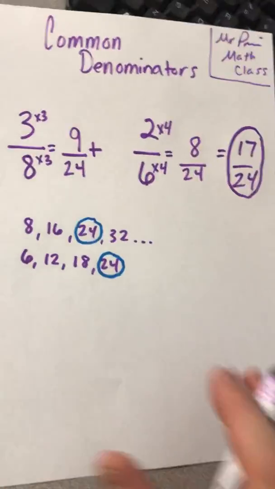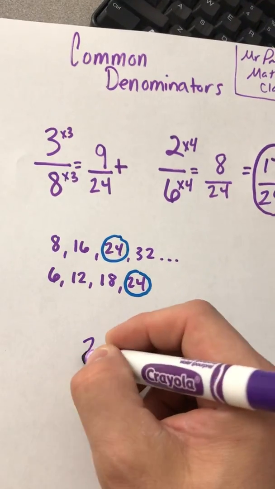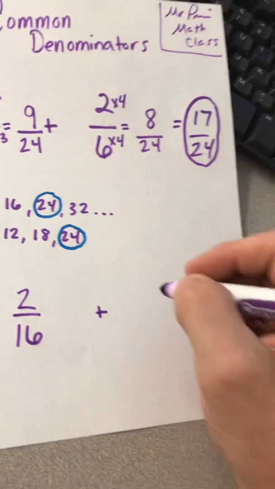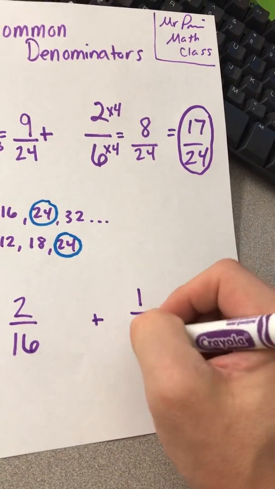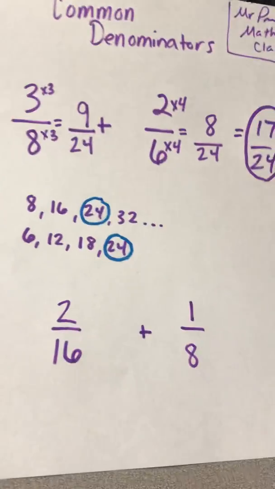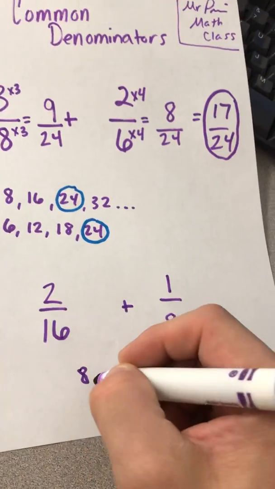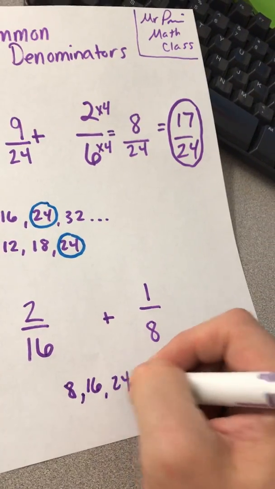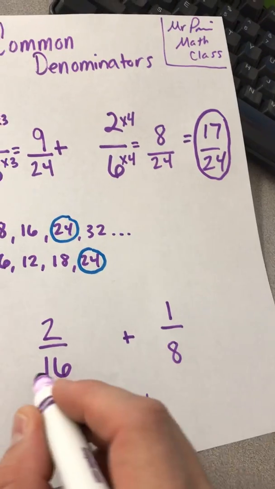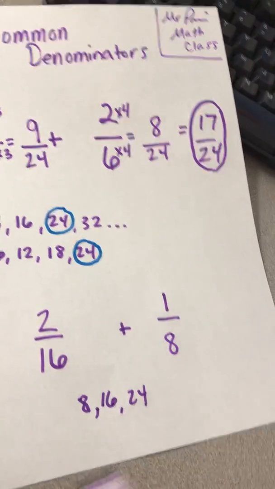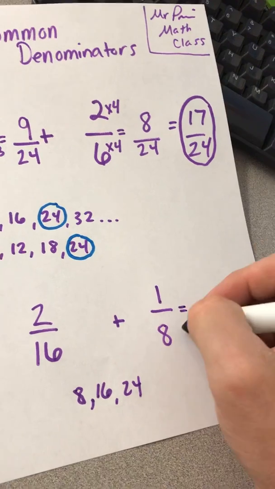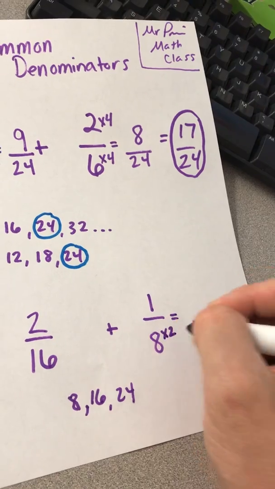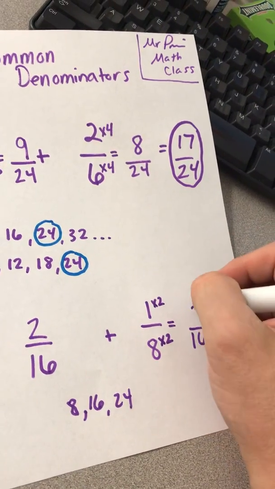One more quick one. Let's try one where you do not have to change both of them. So let's say we had 2/16 plus 1/8. Now I know my 8s. 8 times 1 is 8. 8 times 2 is 16. 8 times 3 is 24. But wait, I don't even have to go that far because I know this 8 can actually make 16. So what I can do is I can make this into 16 by doing times 2. So 1 times 2 is 2.